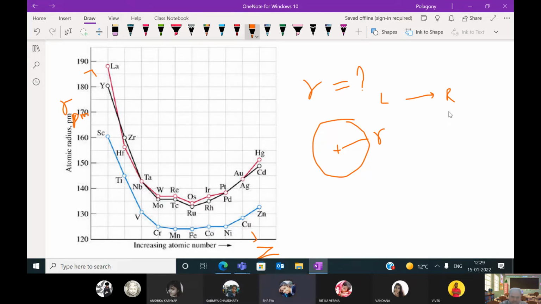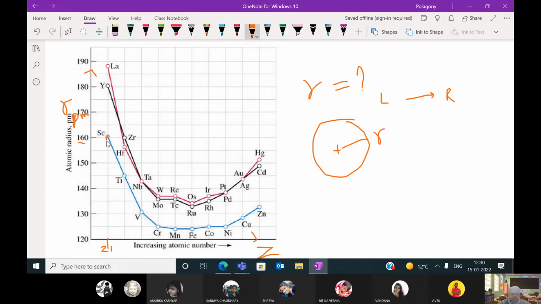We already discussed this in the previous class, due to lanthanoid contraction. Now in this graph, increasing atomic number is on the x-axis and increasing atomic radius on the y-axis. The first element has atomic number 21. 21 is the atomic number of scandium. The starting atomic radius of scandium is 160 picometers.